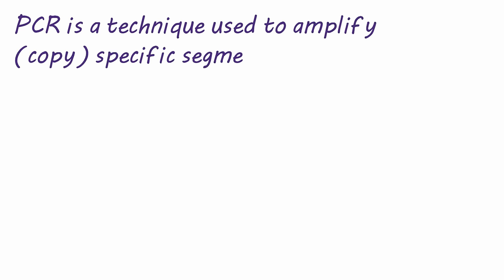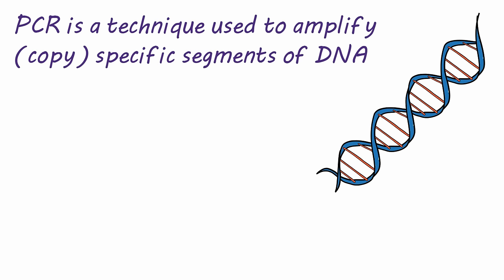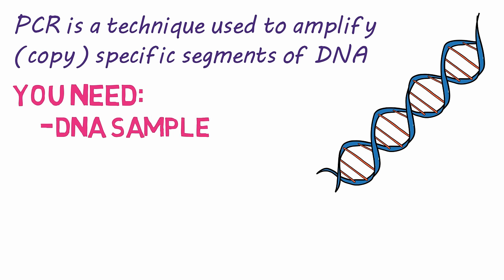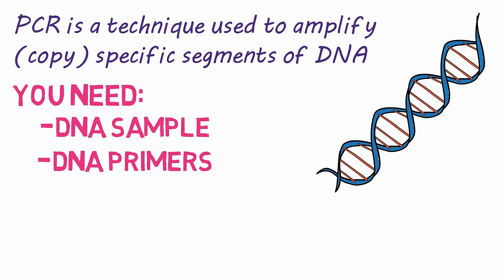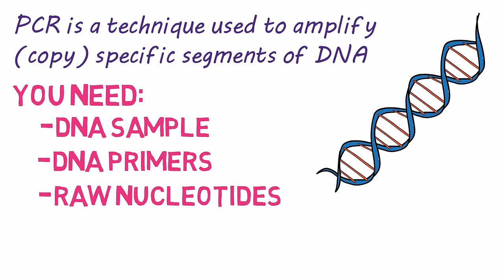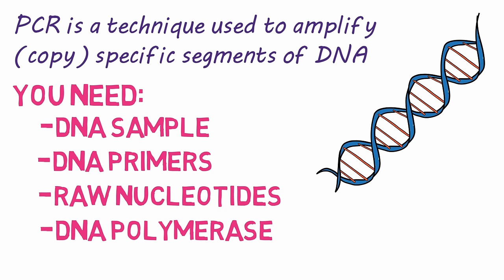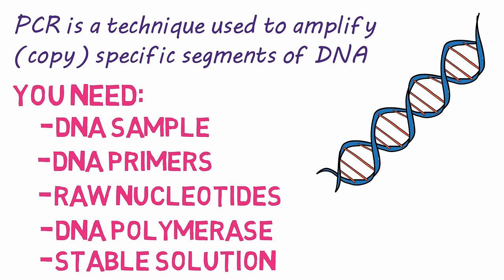PCR is a technique used to amplify or copy small specific segments of DNA. For PCR to be successful, you need the DNA sample you want copied, DNA primers to identify the specific sequence of DNA you want to amplify, lots of raw nucleotides to form the DNA copies, and a heat-resistant DNA polymerase to make the new copies. This all goes into a special, stable solution.